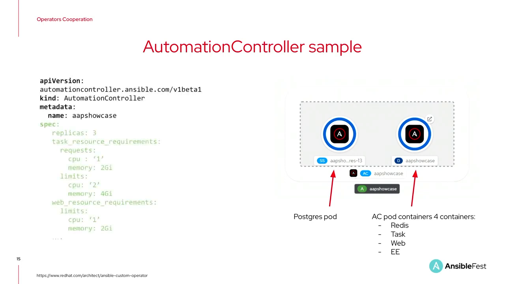And all of these containers can be tuned in terms of resources, because on OpenShift you may be sharing resources, and you want to make sure they have some limits and some requests to run. So you have the capability to say, I want 3 replicas for my automation controller on different nodes, or I want the task to have more resources to do its job. So you have this granularity.